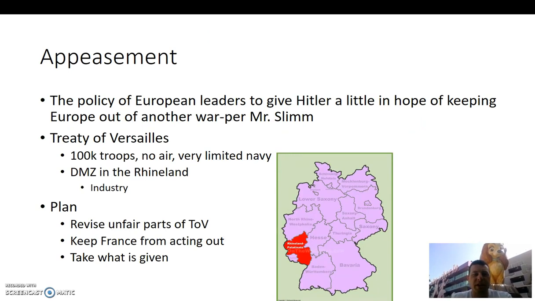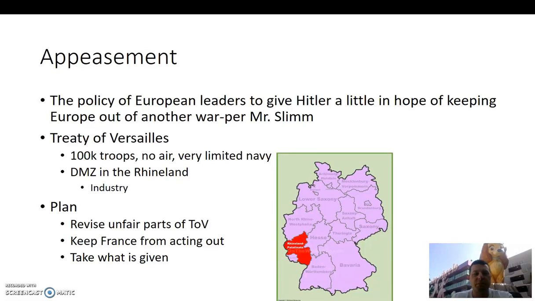And my definition is the policy of European leaders to give Hitler a little in hope of keeping Europe out of another war. They're more concerned about keeping Europe out of another war than they are with Hitler's particular power in this case. And we're going to see this come up in a few different ways here.